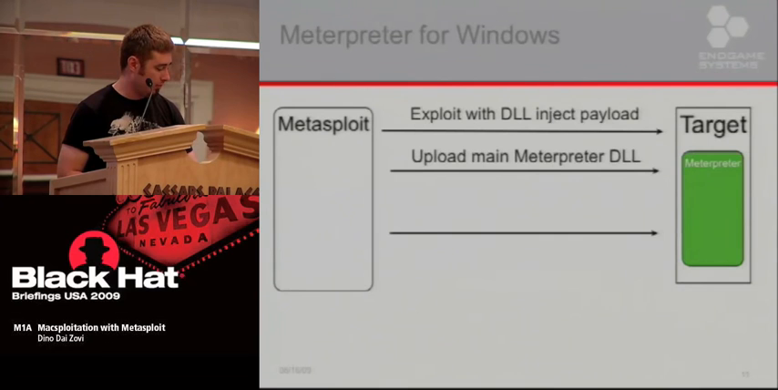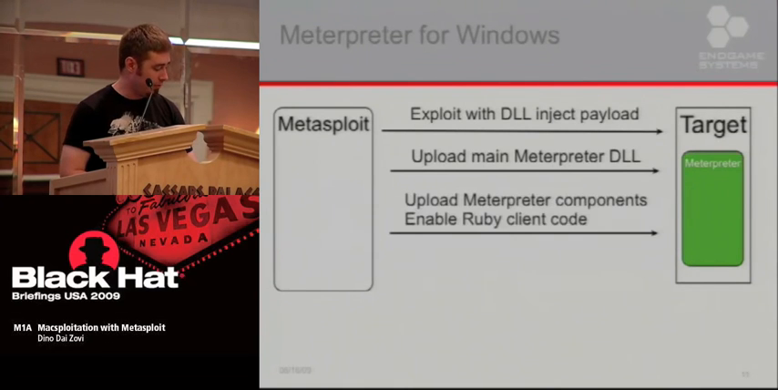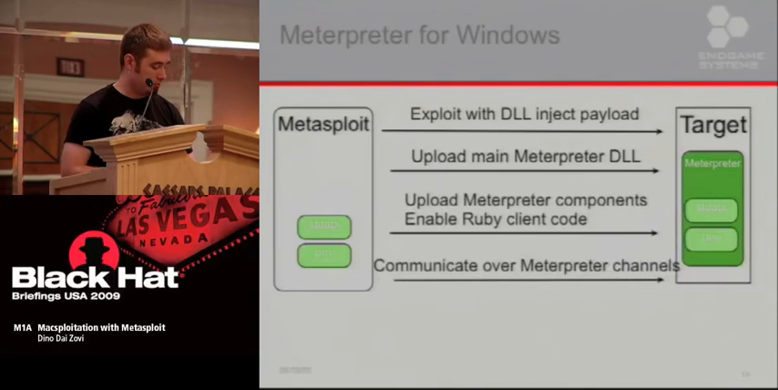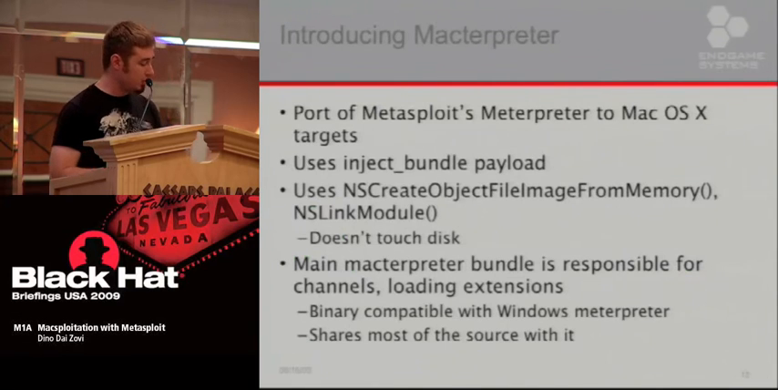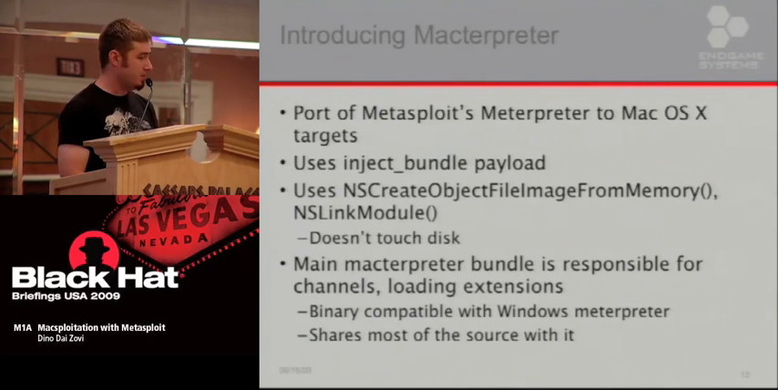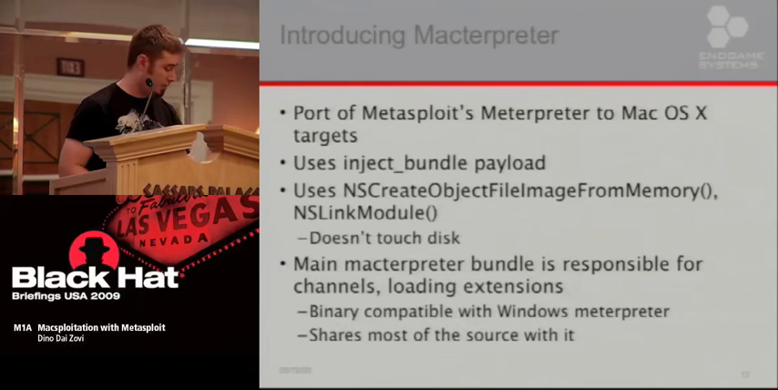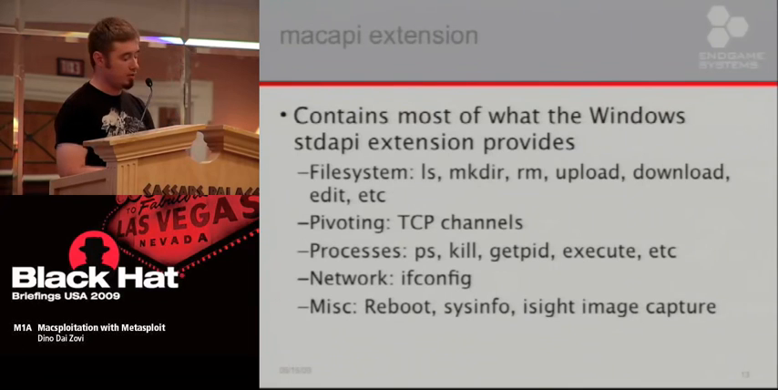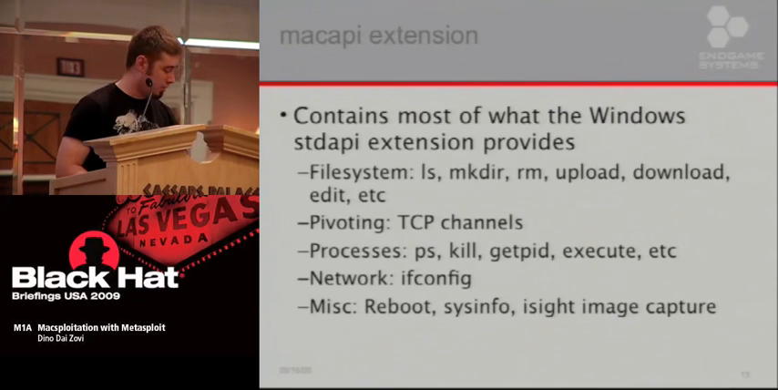So here's basically how Meterpreter works for Windows. Exploit the DLL-inject payload, upload the Meterpreter DLL, and then you upload the Meterpreter-side components and associated script modules to actually create the glue. And then you have data channels which you communicate over. Macterpreter is what Charlie Miller worked on, and is a port of Meterpreter to OS X. It uses the inject bundle functionality to do all the Meterpreter magic. And he added a separate extension that's the Mac API, which is basically the port of the standard API to all the Mac stuff.